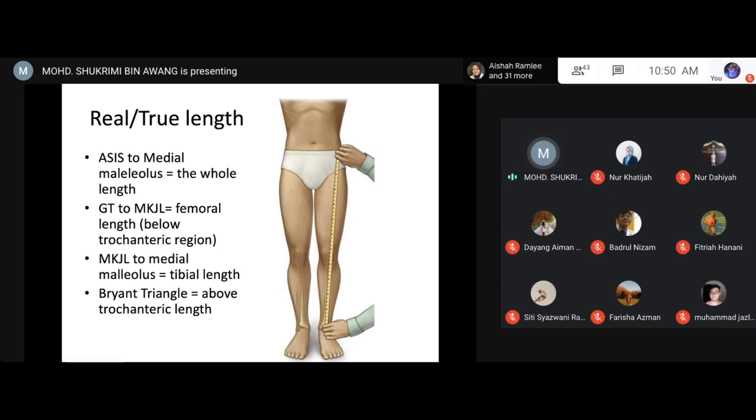So two different bones, right? Later on you cannot really know, if you measure from the lateral joint line to the lateral malleolus, it does not really represent the tibia bone. Understand? That's why we measure from the medial malleolus to the axis, and from the axis to the medial knee joint line, to represent the femoral component and the tibial component. Of course, for the Bryant triangle, we want to locate whether the pathology is above the trochanter or not. Are you clear?